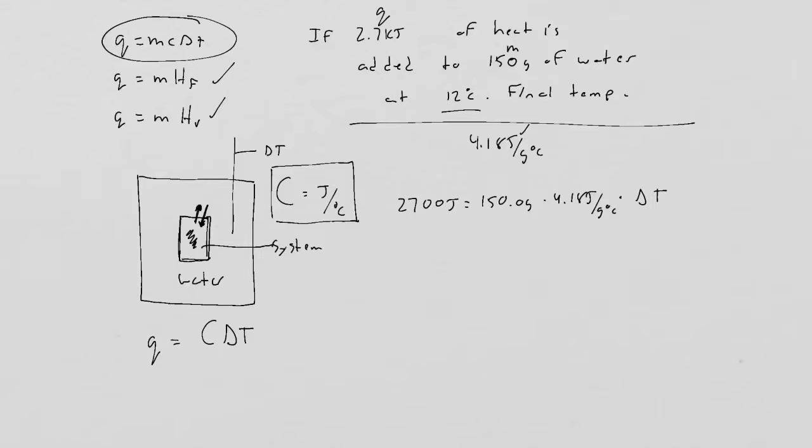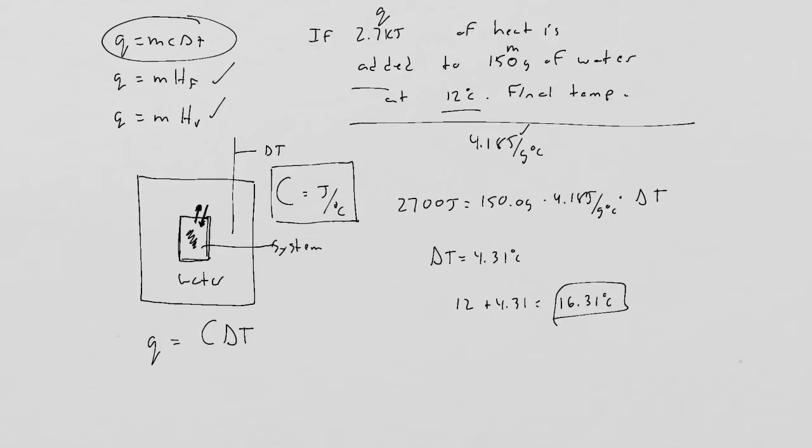So when you do the math here, you get delta T is equal to 4.31 degrees Celsius. And since you're adding heat, you know the temperature of the water is going to go up, so you basically go 12 plus 4.31, and that gives you 16.31 degrees Celsius. I'm not really doing a good job at sig figs here, but that's basically how you use that formula.